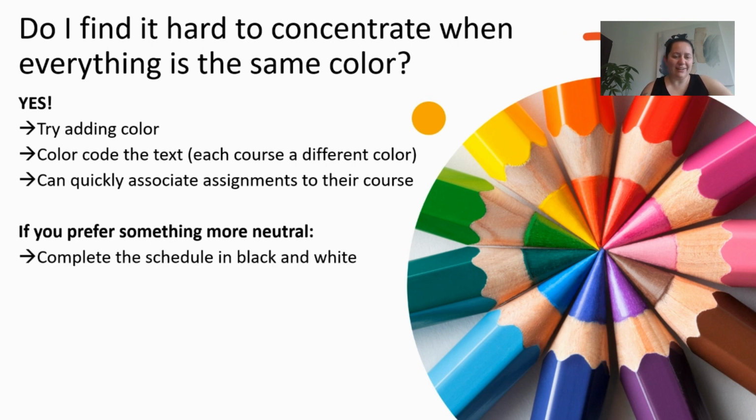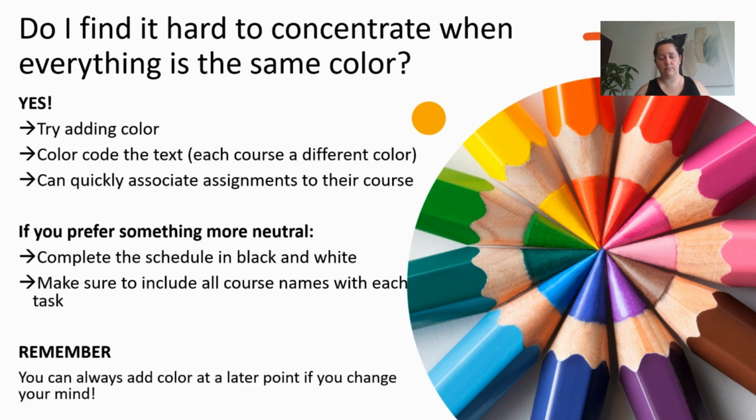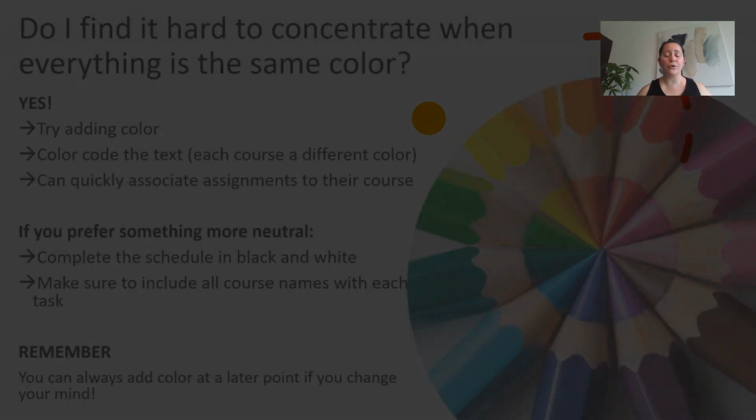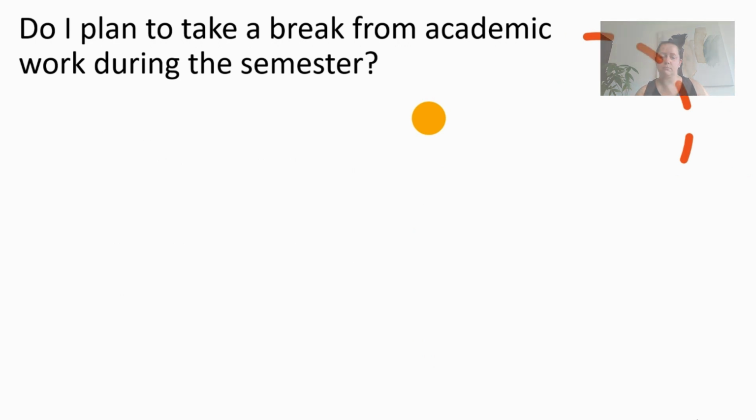If you prefer something else, something more neutral, you can complete the schedule in black and white. Just make sure to include all of the course names with each task so that you know which assignment goes with which course. Remember, you can always add color at a later point if you change your mind and realize that it's harder for you to follow along or differentiate between the different courses and different assignments.